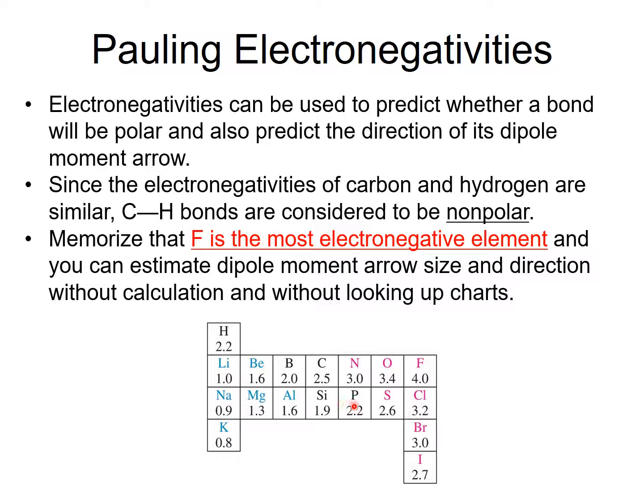So if I'm comparing phosphorus and silicon, phosphorus is closer to the fluorine than the silicon is, so phosphorus is more electronegative than silicon. So that's how I memorize electronegativities. And why would you have to memorize electronegativities? Because I will often not give you an electronegativity table, but I will ask you to come up with dipole moment arrows.